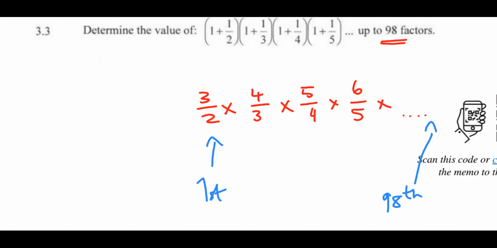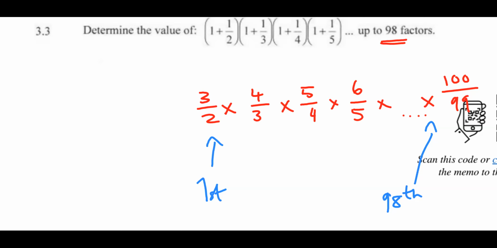1 plus 1 over 99. 1 plus 1 over 99. I think that is correct. Yes. And 1 plus 1 over 99 is 100 over 99. Now you can just make sure with your calculator. 1 plus 1 over 99 should be equal to 100 over 99. Okay, let's see what happens here.